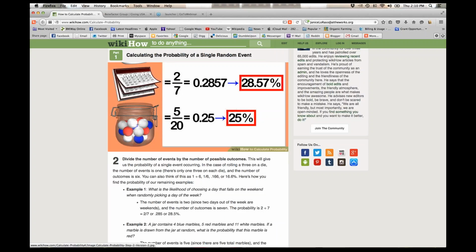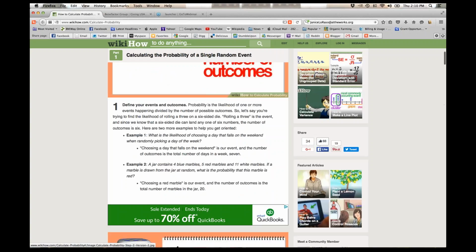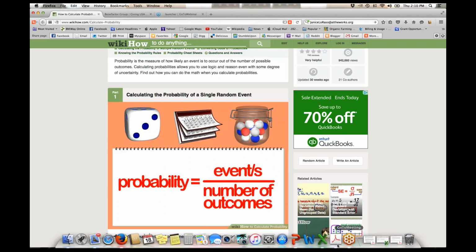How many marbles are there? There's 5 blue marbles out of a total of 20. You have a 25% chance of pulling a blue marble. This article goes on and on, but that gives you a quick glance at what it means to calculate probability. Again, it doesn't have to be overly complicated. I want this to be simple for you.